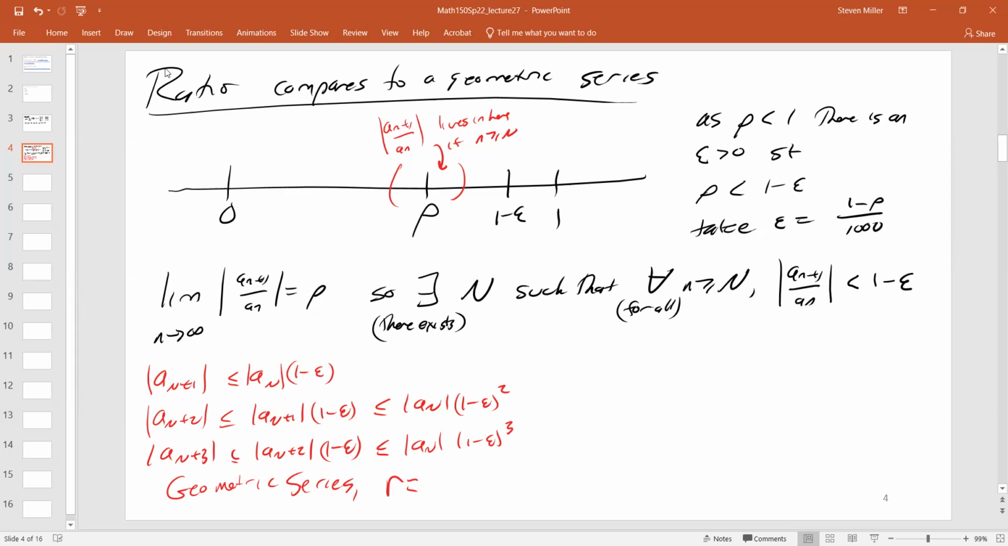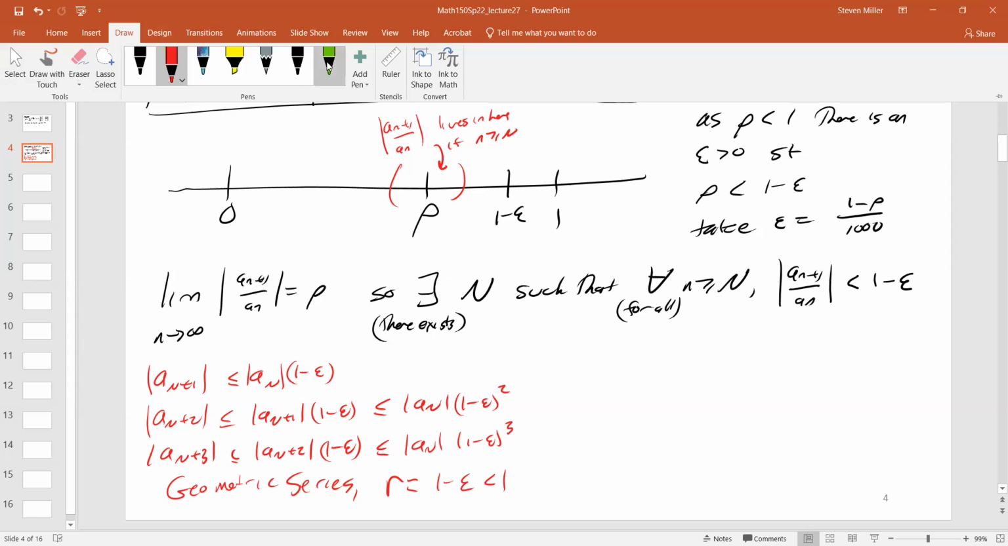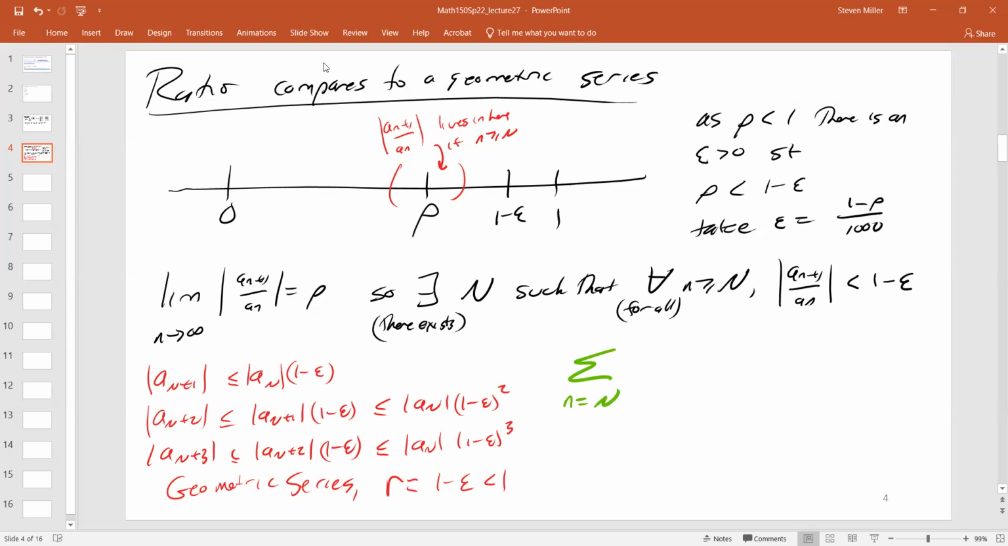So I go from term to term to term. What's the ratio for my balance? 1 minus epsilon, which is less than 1. So I would get that the sum from n to infinity of an would be less than or equal to the sum from n to infinity of the absolute value of an. Because again, I can throw away finitely many terms in the beginning without affecting whether or not it converges or diverges.